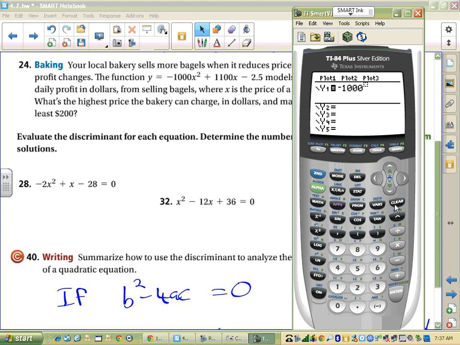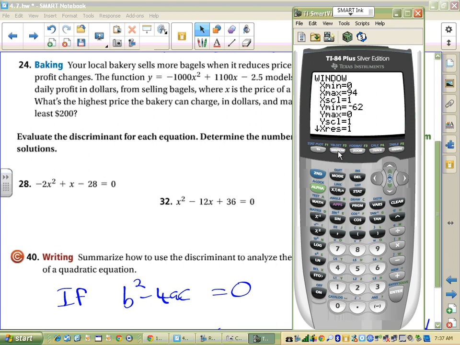Let's try this again. Clear. Negative 1,000 x squared plus 1,100 x minus 2.5. A second equation I'm going to graph is 200. Now I need to change my window.